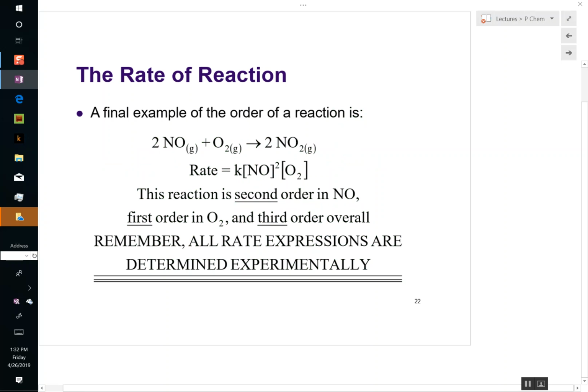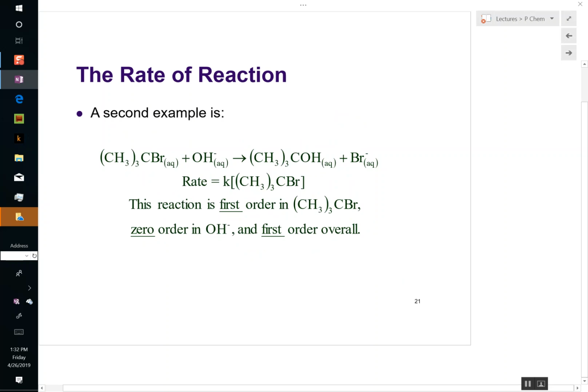So something that's zero order overall, is that just like the rate never changes? I guess it has a constant rate, and that's very rare. Yeah, I've seen some. It's very rare that you have an overall zero order reaction, but I have one example somewhere.